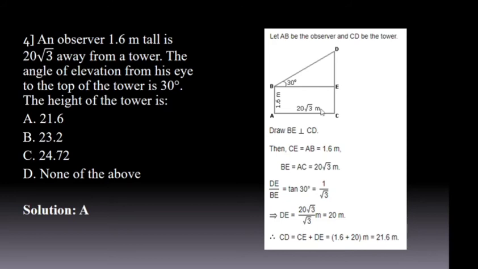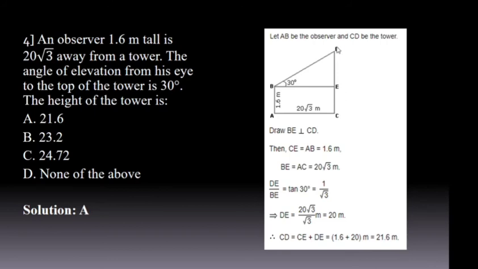And according to the identities of rectangle, we know that all opposite sides are of equal length. So I know the height of the observer is given to be 1.6 meter. So my AB will be same as what? EC, right? So my length CE is same as AB, which is equal to 1.6 meters. Similarly, my BE will be equal to AC, which is equal to 20√3 meters.